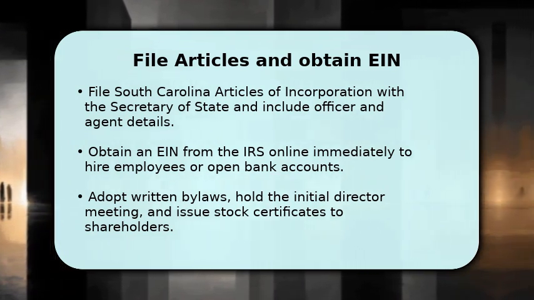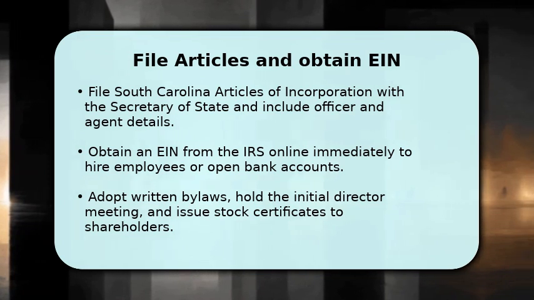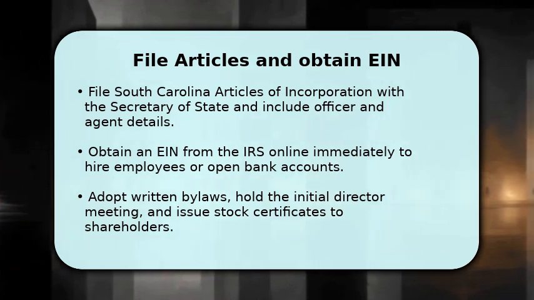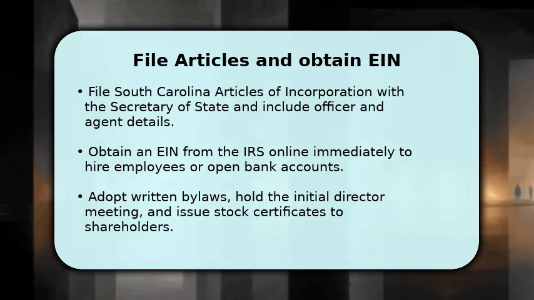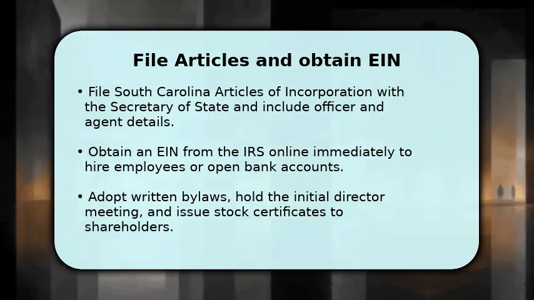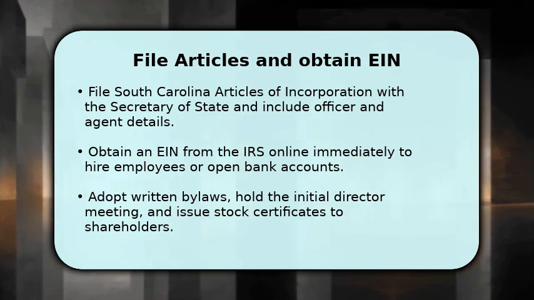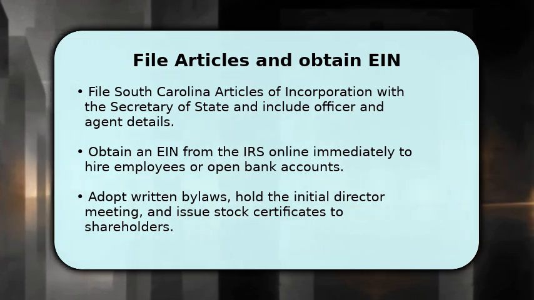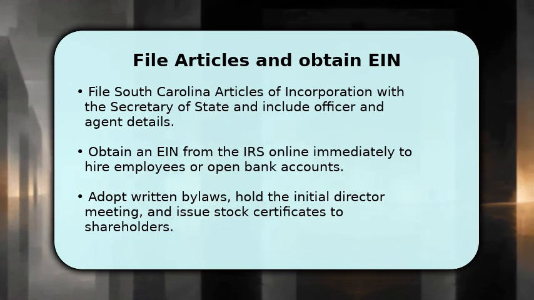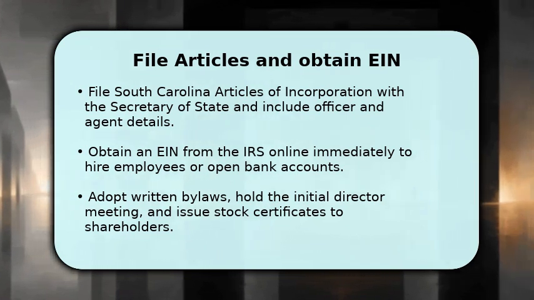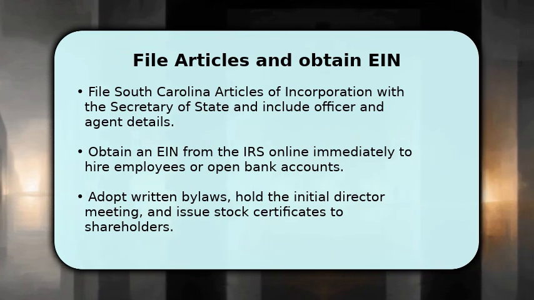Obtain an EIN from the IRS online immediately to hire employees, open bank accounts, and register for state payroll tax. You need an EIN before filing payroll taxes. Adopt written bylaws. Hold the initial directors' meeting to appoint officers, and issue stock certificates and an equity ledger to record each shareholder and percentage ownership.